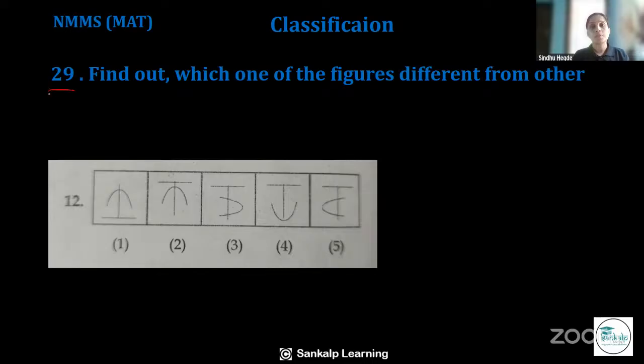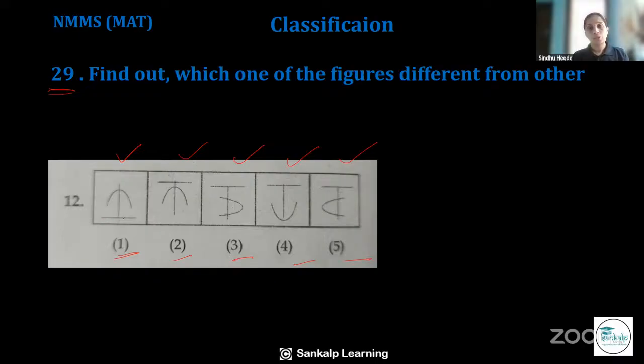Let us see question number 29 of the chapter classification non-verbal. Find out which one of the figures is different from the others. So here also 5 images are given. All the images contain one curve and the remaining T-shaped straight line. Look at all these images. All the images commonly contain one curve and one T-shaped structure.